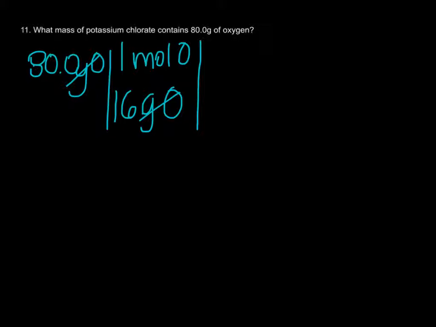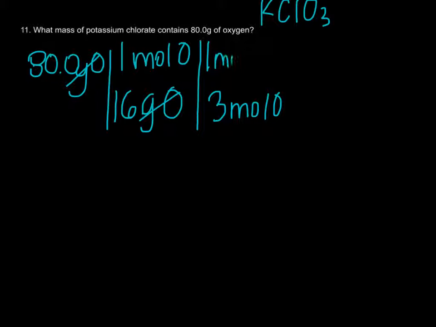Then I would use my mole to mole ratio, and the formula for potassium chlorate is KClO3. Okay, so I would say there are 3 moles of oxygen in every 1 mole of KClO3. So I see how I did that. I know there's 3 moles of oxygen because of this 3 down here. Okay, so there's 3 moles of oxygen for every 1 mole of potassium chlorate.